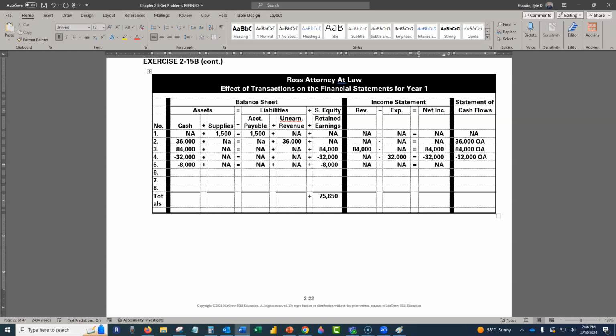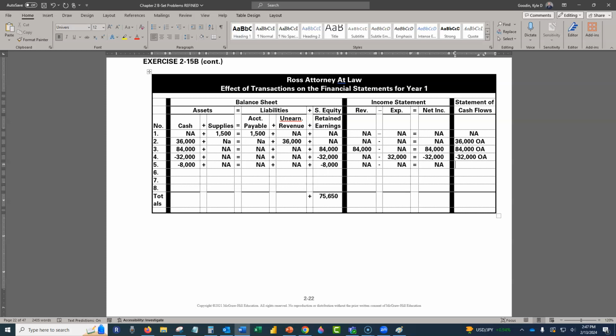And so there is no impact to net income. The reason is dividends are not a component of the net income calculation. They're a component of the retained earnings calculation. So we keep it separate from that revenue and expense function. A dividend is just a dividend. That's it. Dividends are dividends, nothing more.